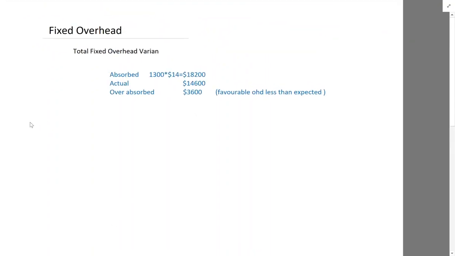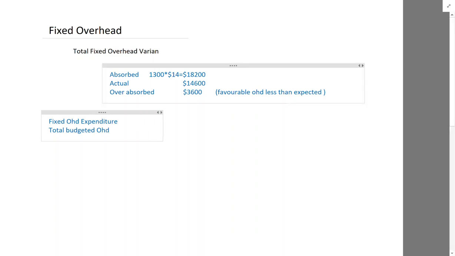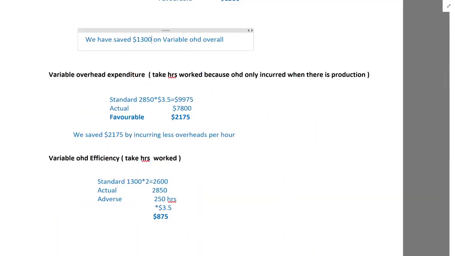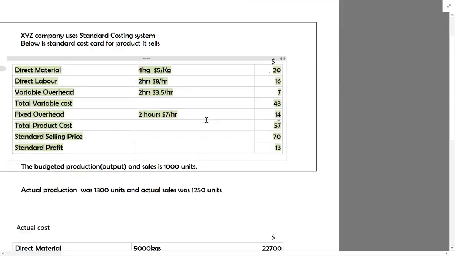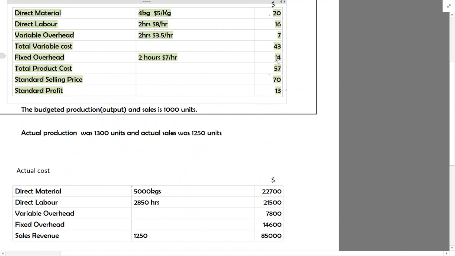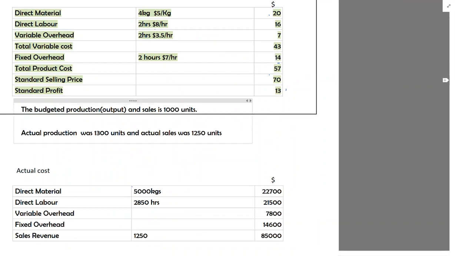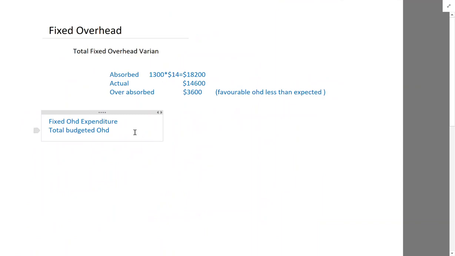So then we have overhead expenditure variance. Fixed overheads expenditure. In expenditure, we look at total budgeted overheads. Overheads means fixed. Per unit budgeted is given, but total budgeted is not given. But if you take per unit budgeted multiplied by units, you can find the total. Not the actual units, the budgeted units. It will give us 14,000 total budgeted overheads.